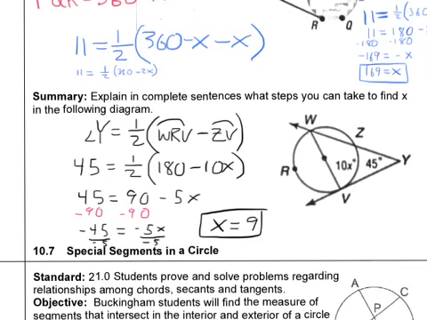Okay, hopefully you said something about using the theorem from theorem 10.14 and said angle y has to equal 1/2 of arc WRZ minus ZV. From there, you should explain how you're going to substitute all the known values. So y is 45, WRZ is 180, and ZV is 10x. Then you just use some algebra: distribute the 1/2, subtract 90 from both sides, and then divide both sides by -5 to get x equals 9.